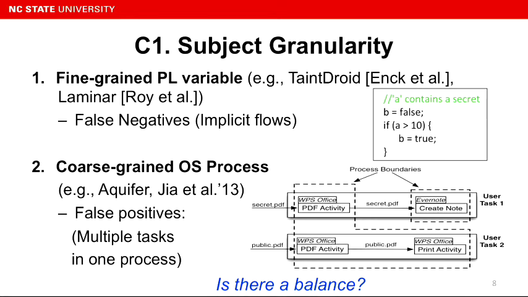So when we restrict these different user tasks with the same secrecy policy or with a superset of all the secrecy policies, we actually have a lot of false positives. So what we really want for DIFC enforcement in terms of the subject granularity is the security of process level taint tracking without the false positives.